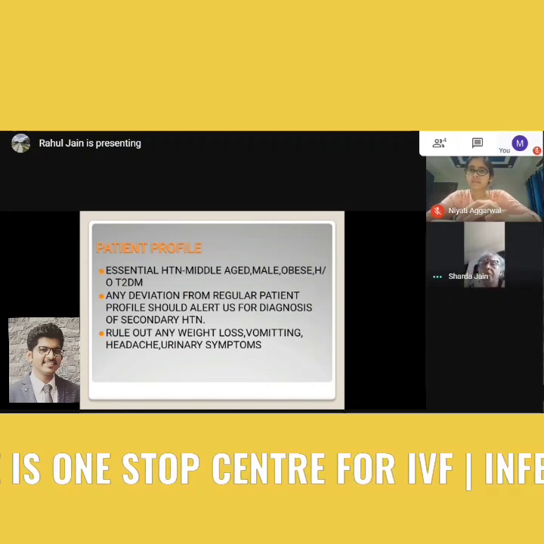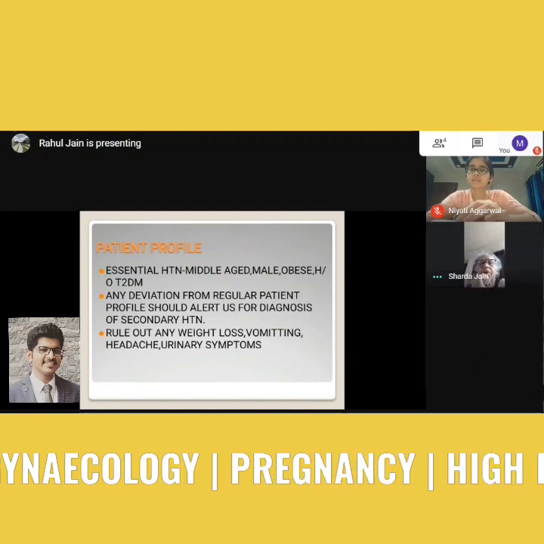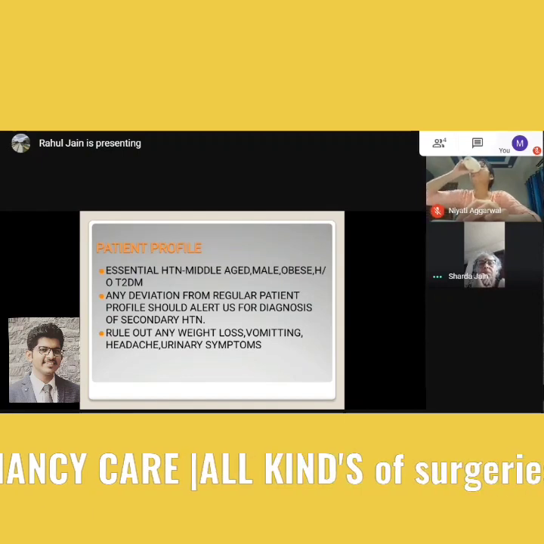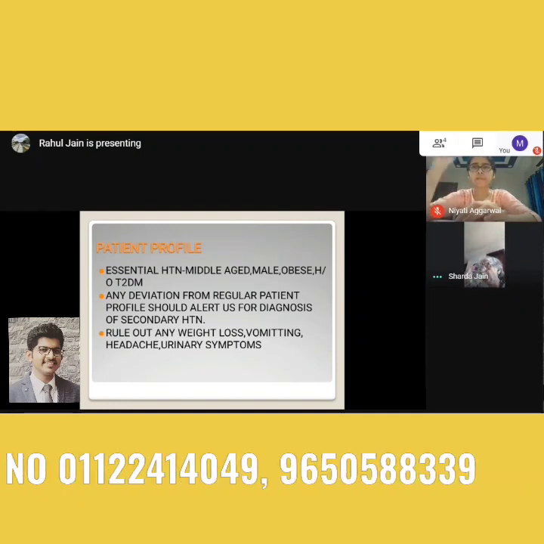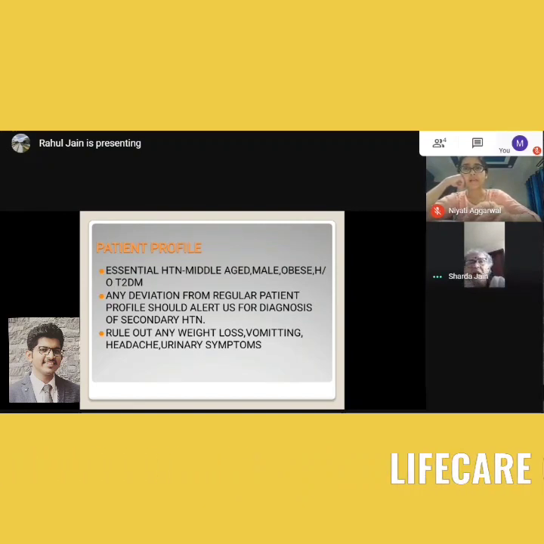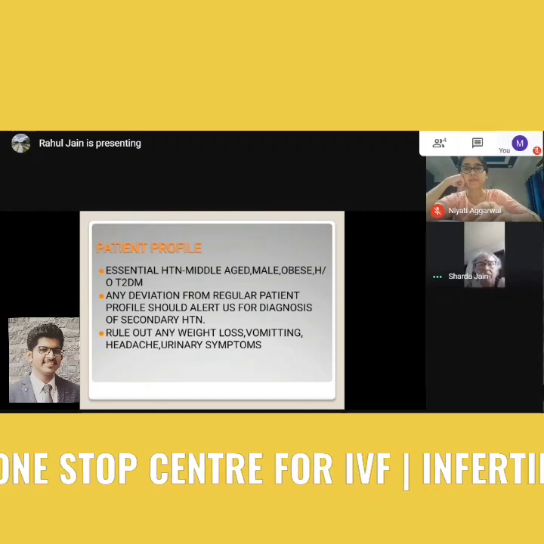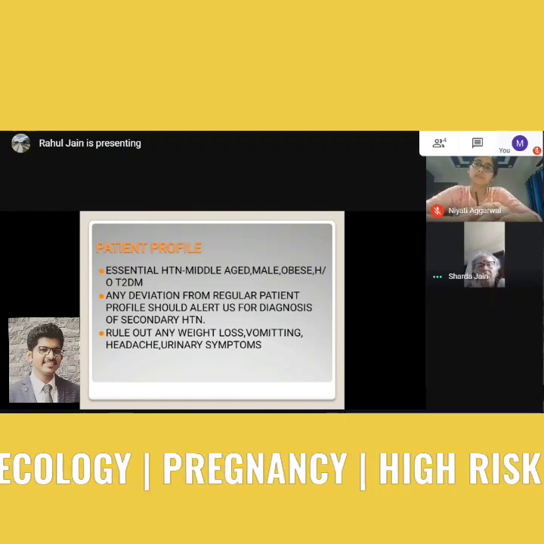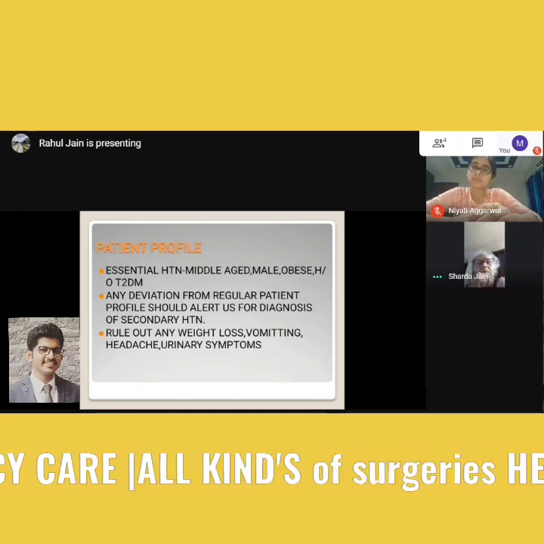Any deviation from these parameters should alert us to the diagnosis of secondary hypertension. If I see a young person coming at the age of 26 with hypertension, even 160 BP, it should raise suspicion that it might be secondary hypertension. If I see a thin individual coming with hypertension, that should also raise suspicion. And if I see a BP of 180 that has never been diagnosed before, I should suspect secondary hypertension and rule it out first before starting drugs for essential hypertension, because if we start drugs for essential hypertension and the patient had secondary hypertension, it is equivalent to giving a death sentence to the patient.